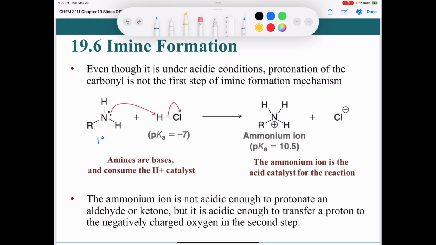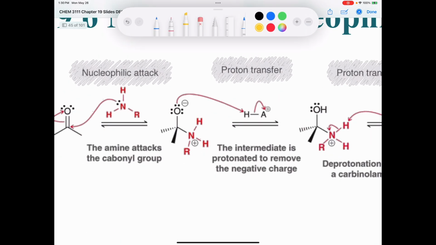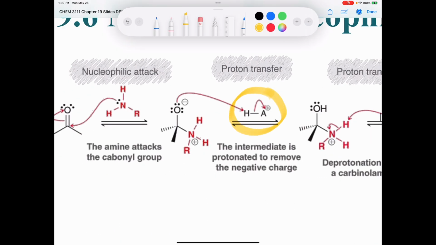The rationale here is that this ammonium ion is not nearly as acidic as the oxonium, so it's not acidic enough to protonate a carbonyl oxygen, but it is acidic enough to transfer a proton to the negatively charged oxygen in the second step. That means it's acidic enough to do the proton transfer in this step here, this being the second step.